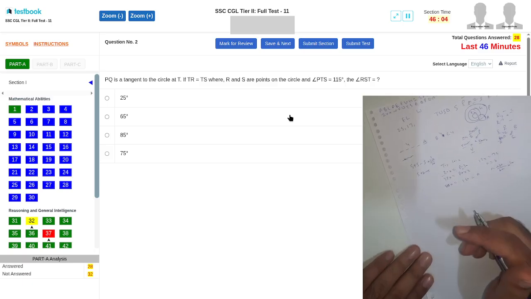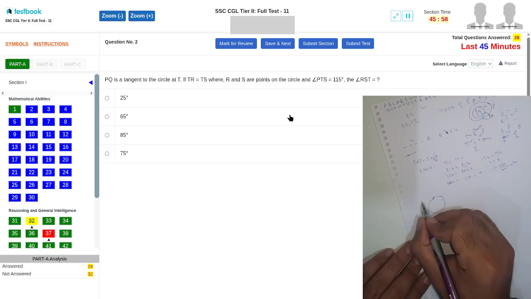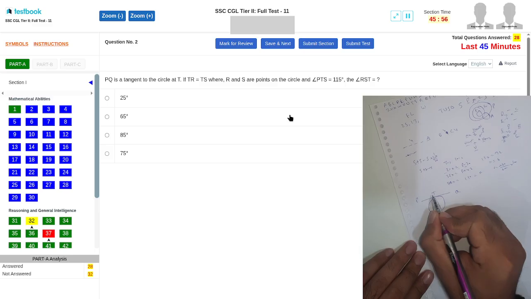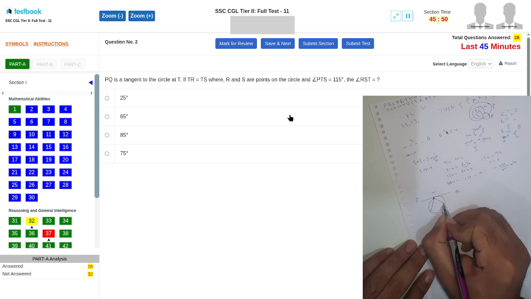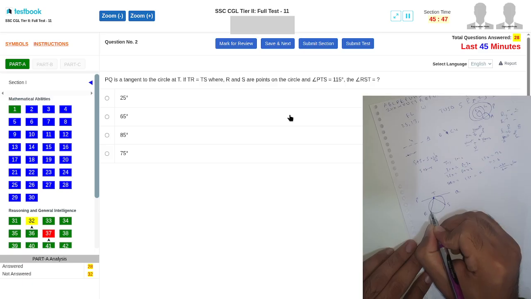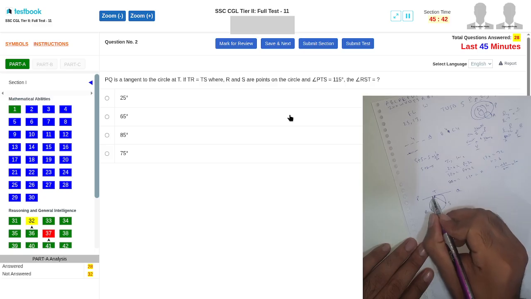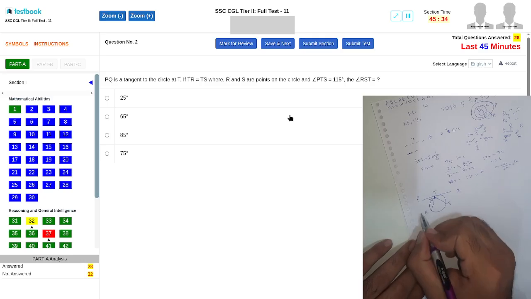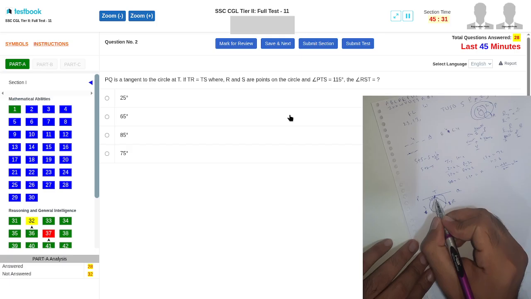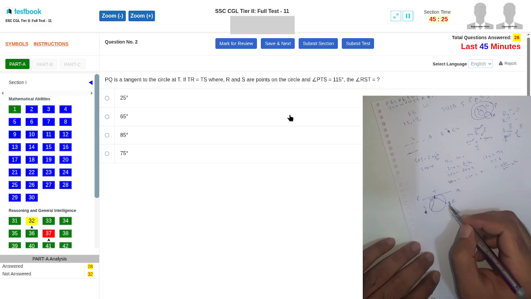P is represented at T. PQ is represented at T. If TR equals TS, where R and S are points on the circle, TR equals TS and angle PTS is 115. PTS is 115, and RST.